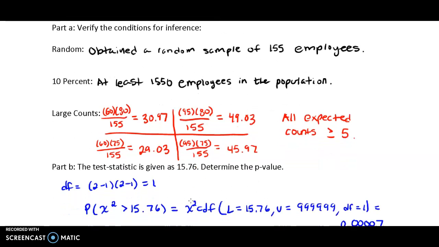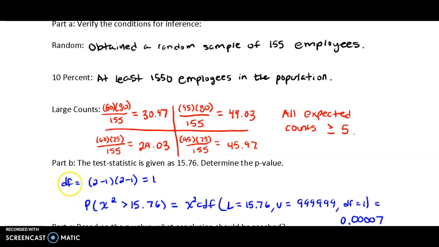So to find the p-value, I have to obtain the degrees of freedom. And my test statistic serves as the lower bound. The upper bound is some significantly large number. And then here's my degrees of freedom, and I'm going to teach you this command in the next video. But the reason that the test statistic is always the lower bound is because we know that a chi-square distribution is skewed to the right. So whatever test statistic I get, I'm measuring that or something more extreme. So our test statistic is always going to be the lower bound.